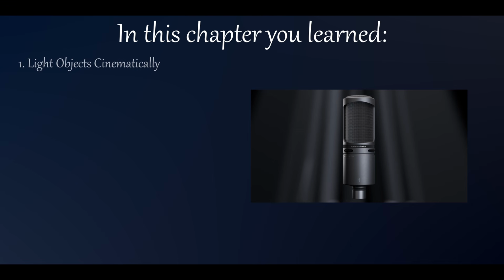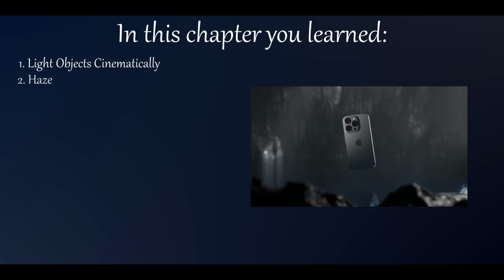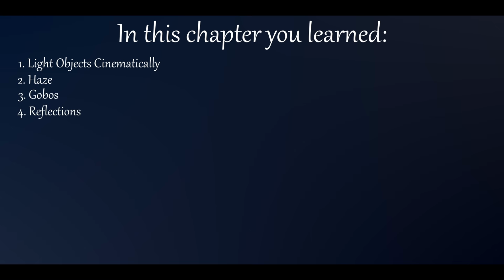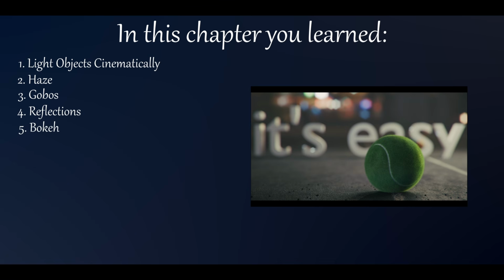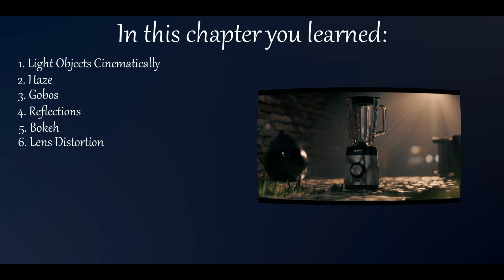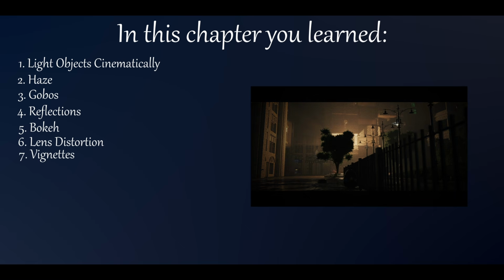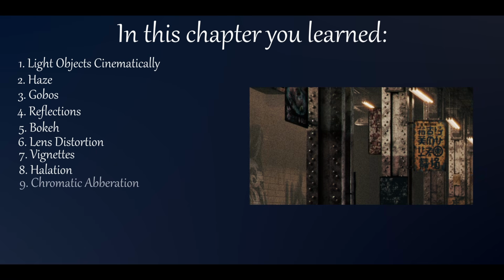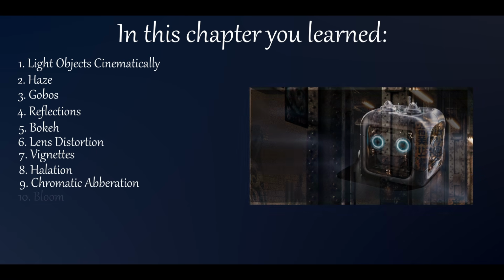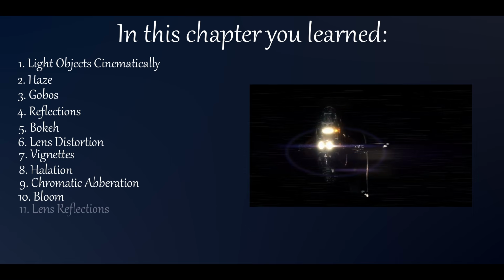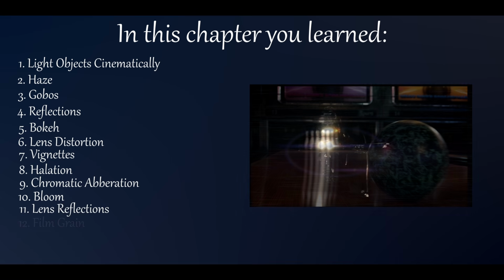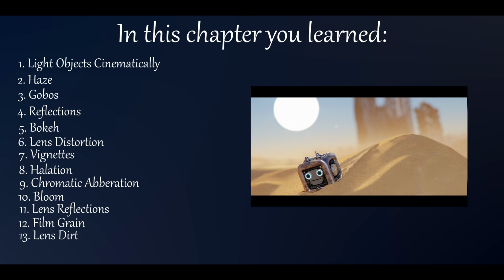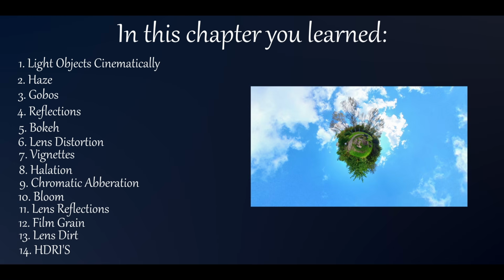In this part, you learned how to light objects cinematically, add haze for more depth, use gobos or light textures to increase realism easily, use reflections to create a more interesting shot, add bokeh for realistic lens blur effects, use lens distortion to mimic real light bending in a lens, add vignetting for that soft touch of darkness in the corners, add halation to replicate old camera effects in your lights, use chromatic aberration for a small but significant extra touch, add a little bit of bloom to your light sources, use reflections to make CG seem to fit better into a scene, add film grain to emulate old film effects, make use of lens dirt because nothing is spotless, and finally use HDRIs to incorporate realistic reflections.